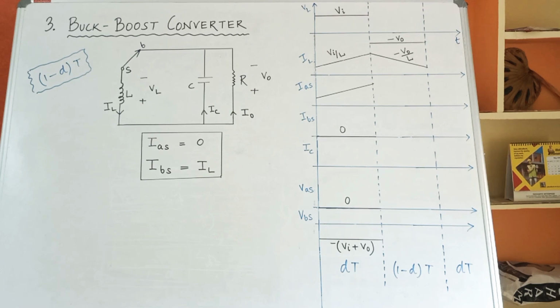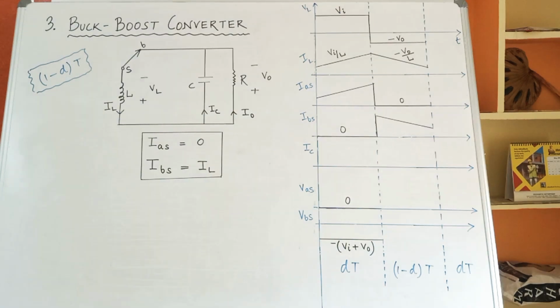As A point is not connected in the circuit, IAS can be treated as 0, and IBS, if you see the circuit, the current flowing from B to S is nothing but inductor current IL. So, I have represented IAS as 0 by making the x-axis bold, and IBS is nothing but IL, which means a decreasing slope of minus V0 by L during this T off period.